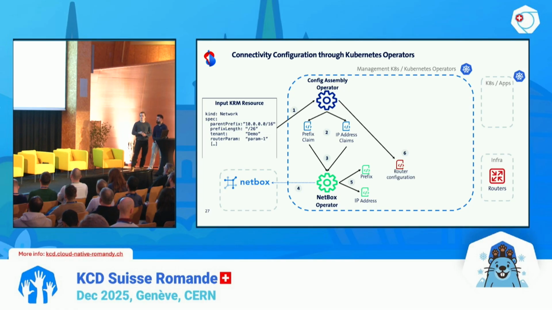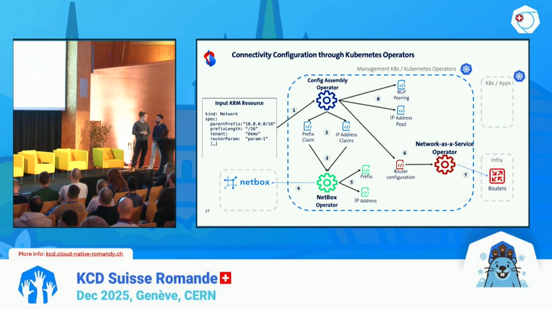Next, we need to configure the routers. So it creates a new CR, which is our router configuration. This one is then read by our network as a service operator. So basically, this is also a Kubernetes operator which reads the parameters, and then calls our backend API to configure the routers. Once this is ready, the config assembly operator will continue.